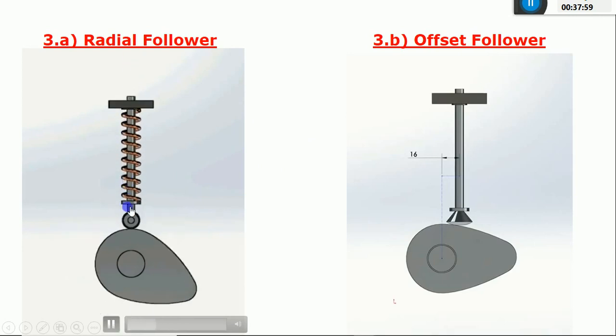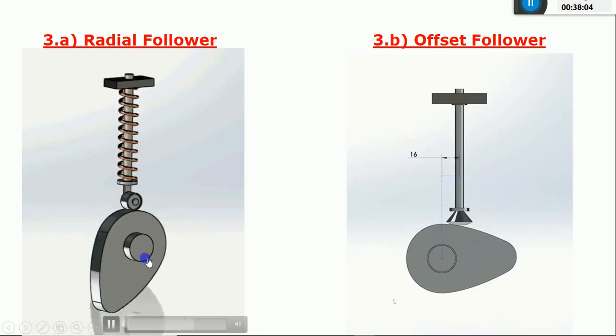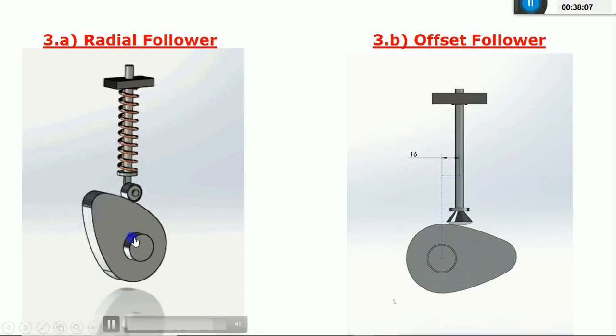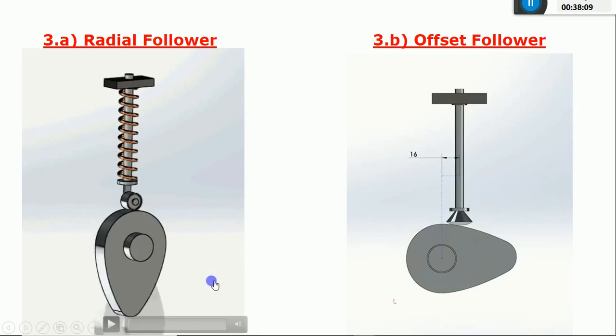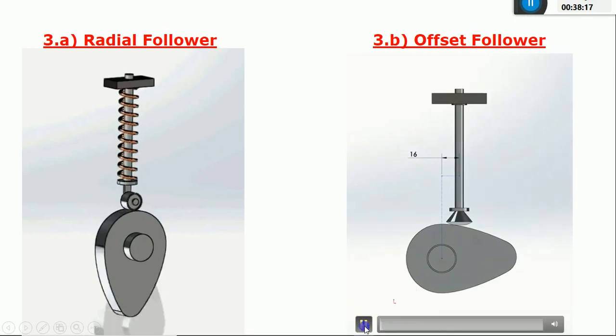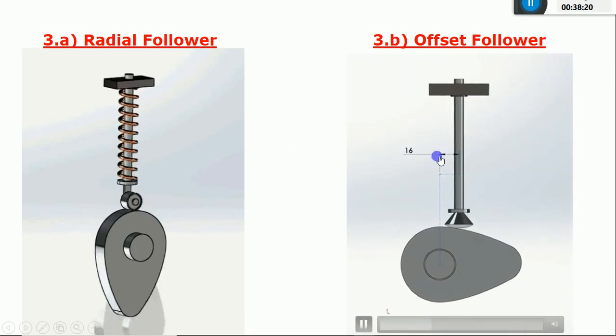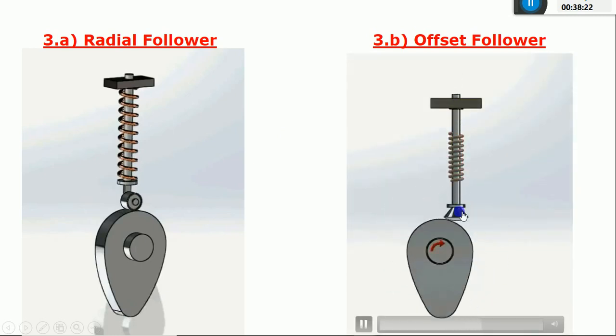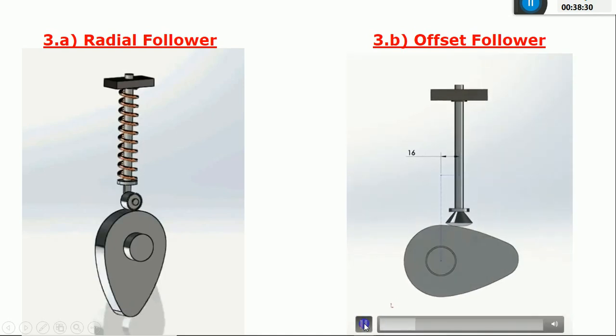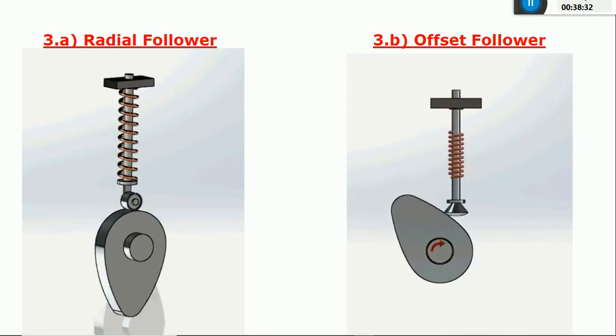The axis of the follower is in line with the center of this camshaft. Also, it is perpendicular. You can see the axis of this cam is perpendicular with respect to the axis of this follower. In the second animation, you can see there is an offset between the axis of this follower and the center of this camshaft. There is a slightly offset. That is the only difference.